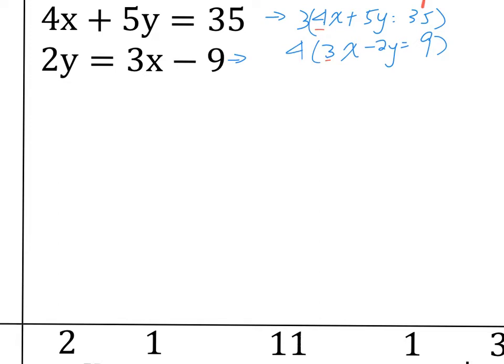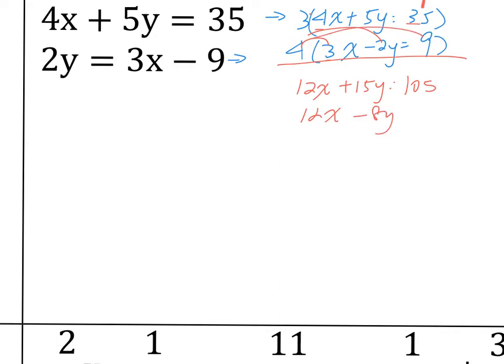So 3 times 4 is 12x. 3 times 5 is 15y. 3 times 35 is 105. And then the second equation, 4 times 3 is 12x. 4 times negative 2 is negative 8y. And then 4 times 9 is 36. Then I'm going to subtract.